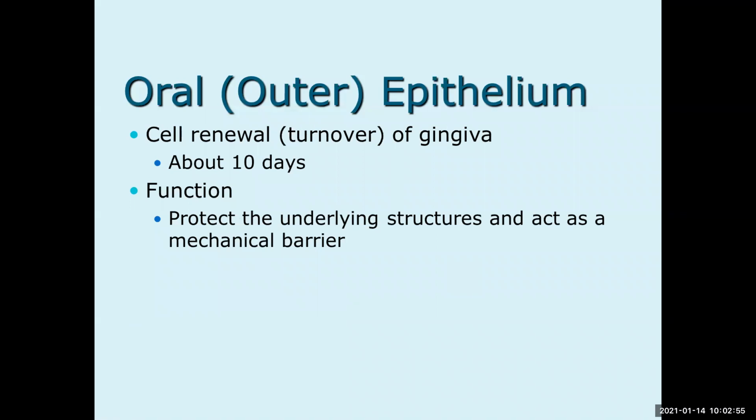Cell renewal dates. This is important, the cellular renewal dates. It's about every 10 days. The function is to protect the underlying structure and act as a mechanical barrier. So if you have an ulcer on your attached gingiva, how long will it typically take to heal all the way? 10 days. This is where we're getting our 10 to 14 days, 10 days to 2 weeks.